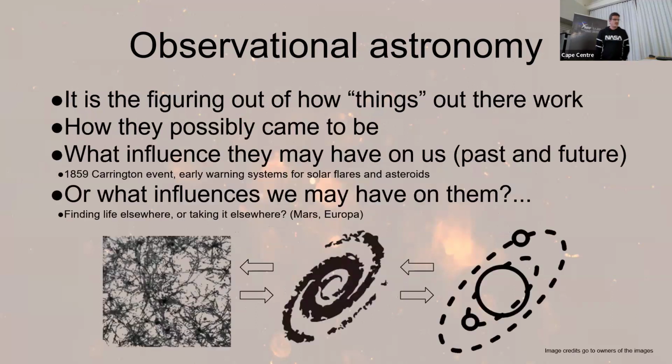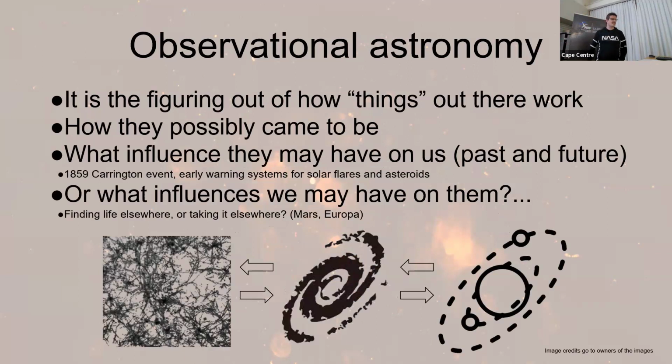So in observational astronomy, it's also the figuring out of how things out there work. How did they come to be? What will they be in the near future, in the far future? It's about what influence they can have on us. And when I say us, I mean the past, present, and future us.